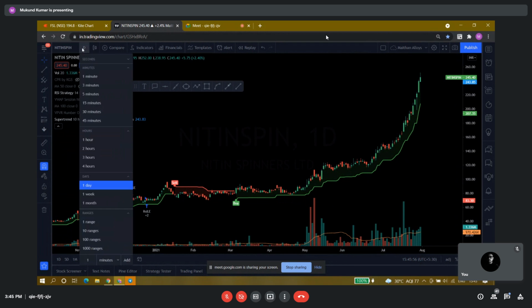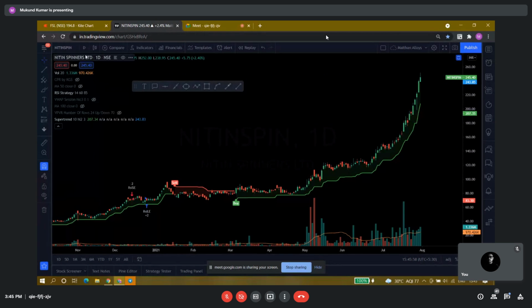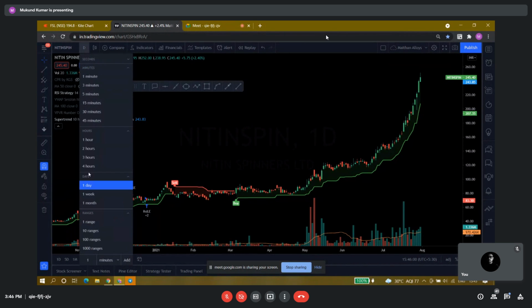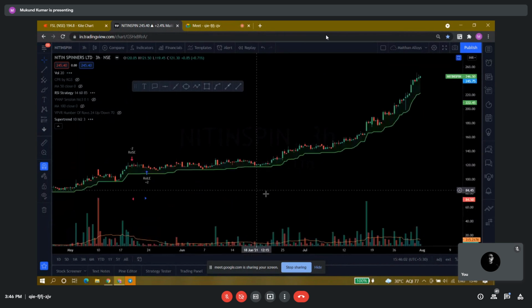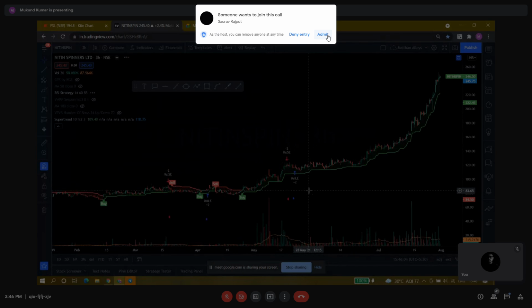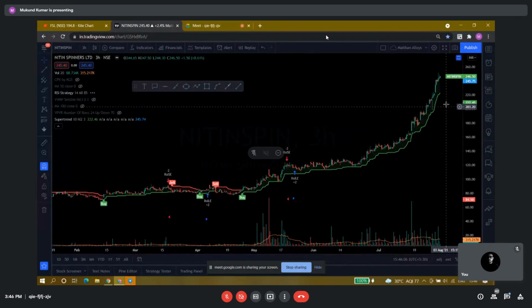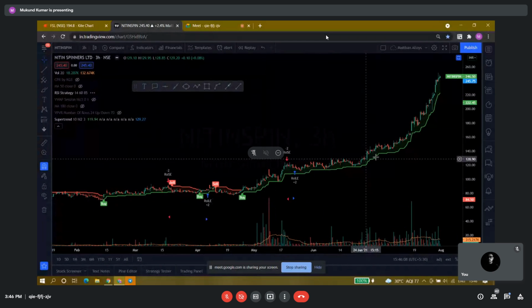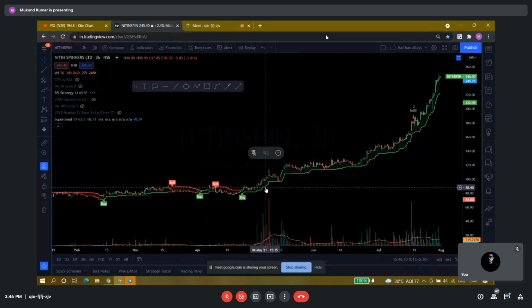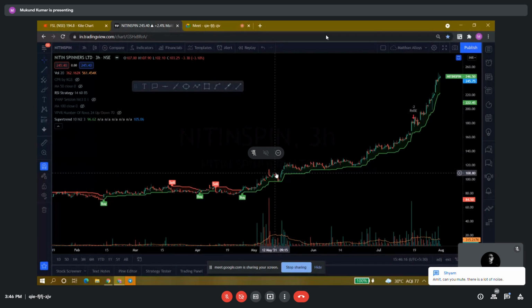And obviously now, for those who are safe traders, you can simply move to this 3 hour chart. On the 3 hour chart also, you see there is no exit at all. So this is the beauty. Why do we move to another stock if a single stock is giving you all the profits? Why will we move to another stock? This stock has simply doubled.